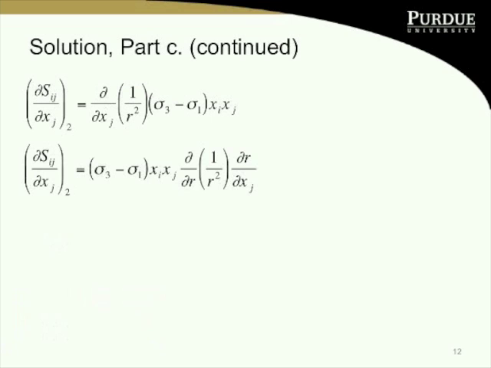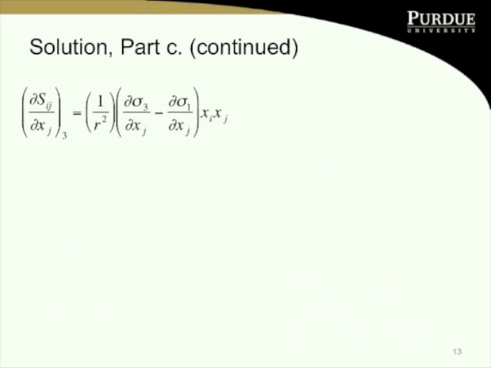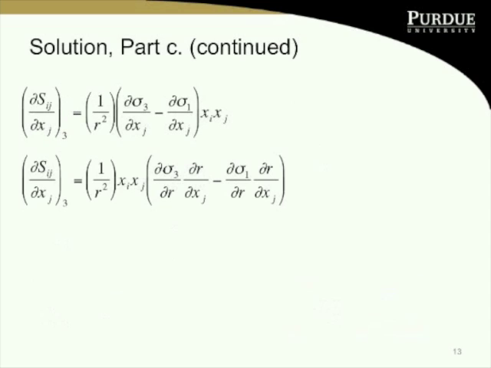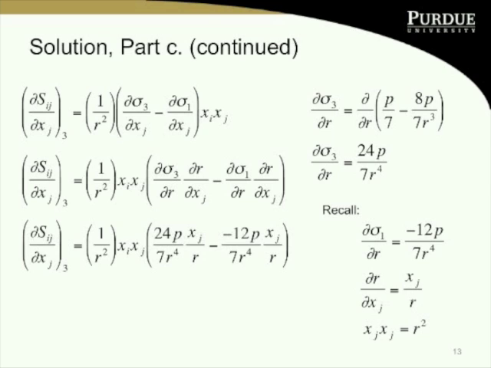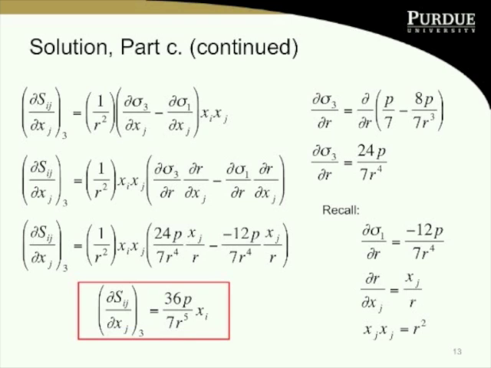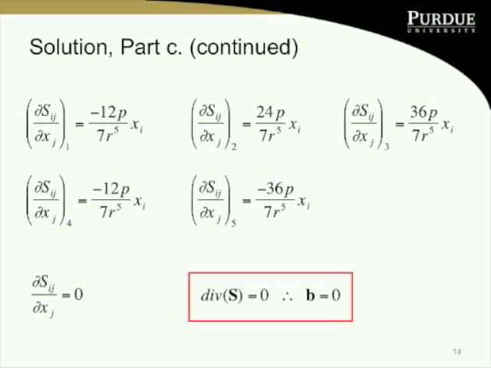For our second term, we are doing the 1 over r squared, so we move all that to the left. We recall all three of these, and we do some simplifying, and we're left with this. For our third term, doing the exact same thing, taking the two partial derivatives. We're going to recall this. Kind of a long term there, but it ends up being 36p over 7r to the 5th xi. So here are all 5 of our terms, and when you add them up, you find that they're 0, which means that the body force that must be present to maintain equilibrium must be 0 as well.